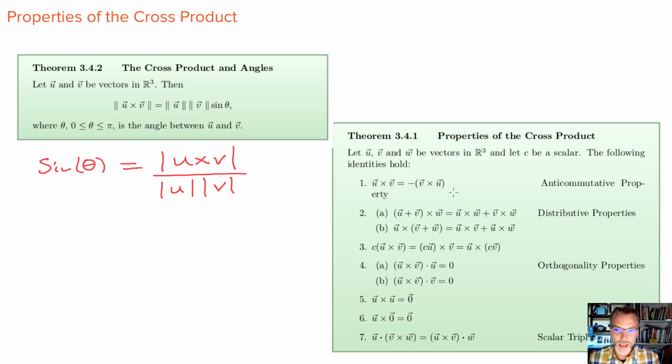And then there are some properties here of the cross product. You can read through them. The key one here, the very important one, the whole point of studying this, is that the cross product of two vectors, when you dot it with either of the vectors, you get 0, which is another way of saying that the cross product is orthogonal to both u and v.